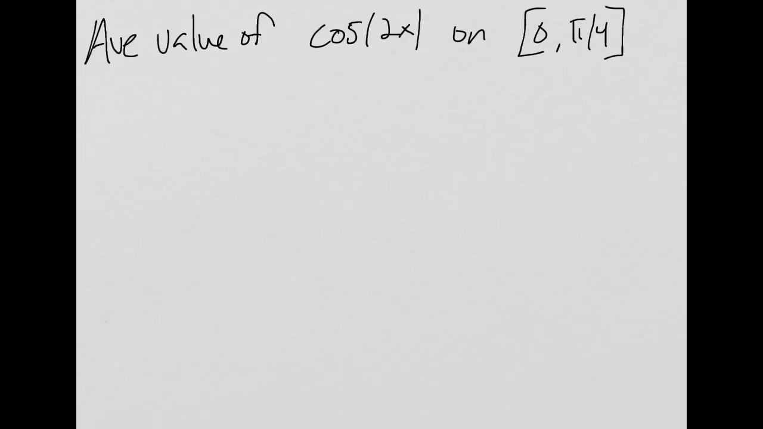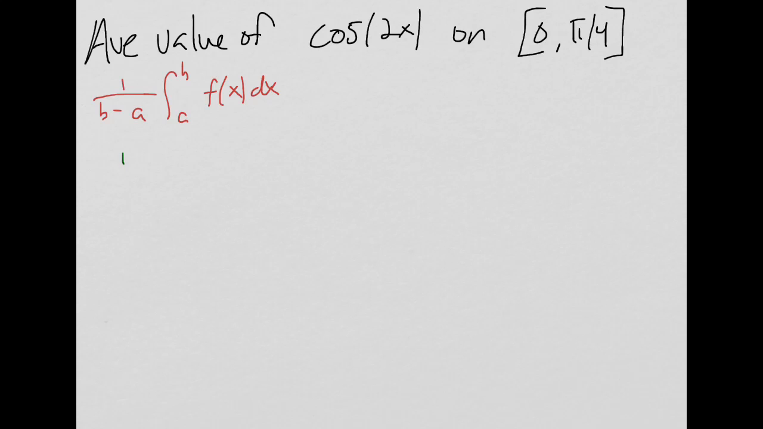This question asks us to find the average value of cosine of 2x on the interval from 0 to pi over 4. So, I use my formula for average value. It's 1 over the width of the interval times the definite integral on that interval. So, my a and my b are 0 and pi over 4.